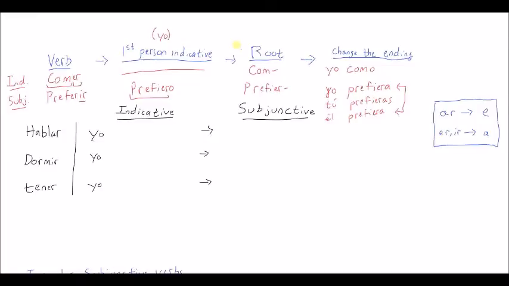So let's look at some examples. If we have a verb like hablar, the first person indicative is yo hablo. We take the root of that, and we see that hablar ends in an AR. So we're going to change that to an E, and the subjunctive is yo hable, or tú hables.